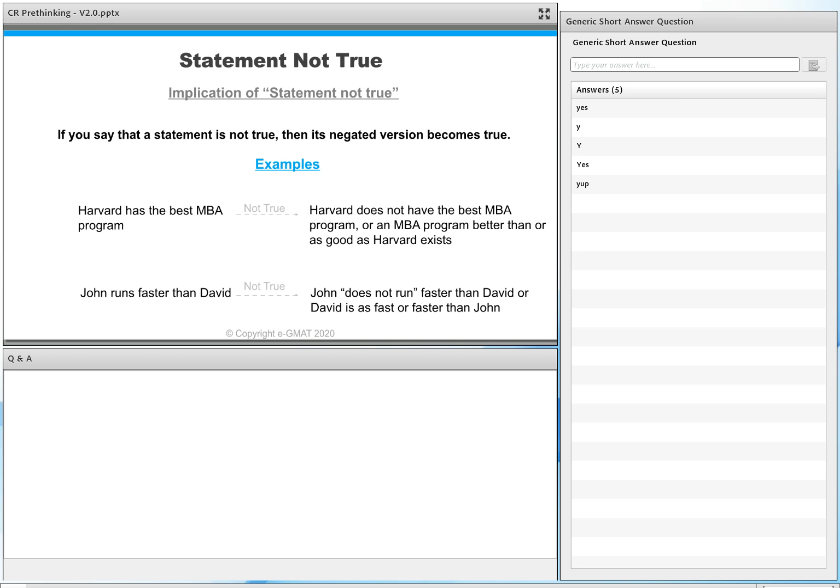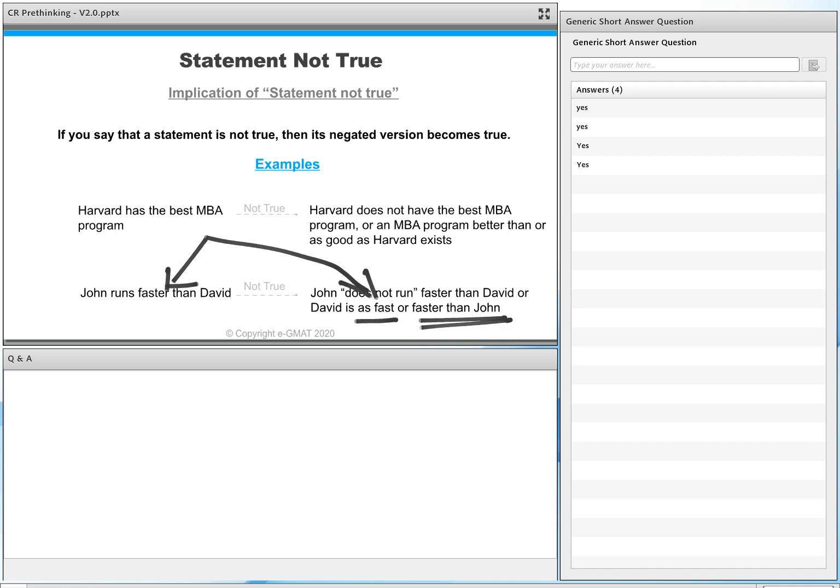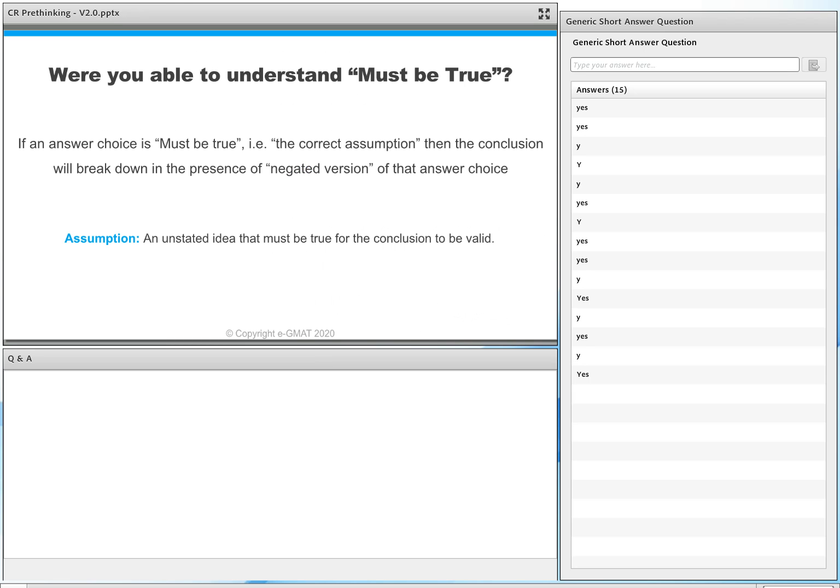Take another: John runs faster than David. If you say that's not true, what it really means is that David is just as fast as John, or David is faster than John. Again, if you say this statement is not true, you are implicitly also saying that this is true. Does that make sense? Okay, perfect. A few of you would get it right away, and there would be some who won't. So stay on, and by the second or third question, about 95% of you will get it.